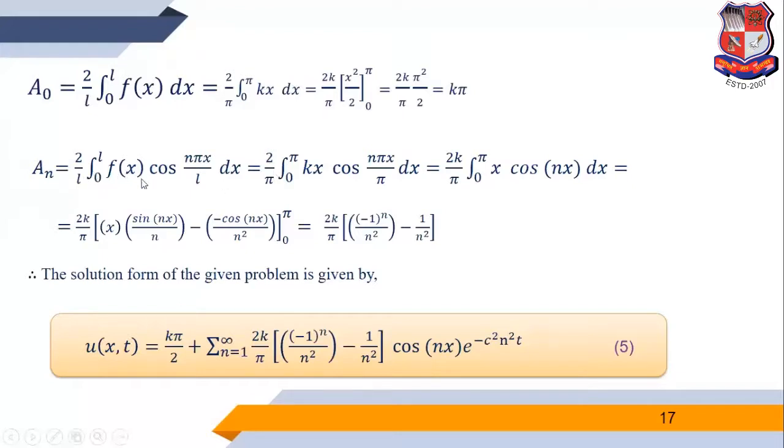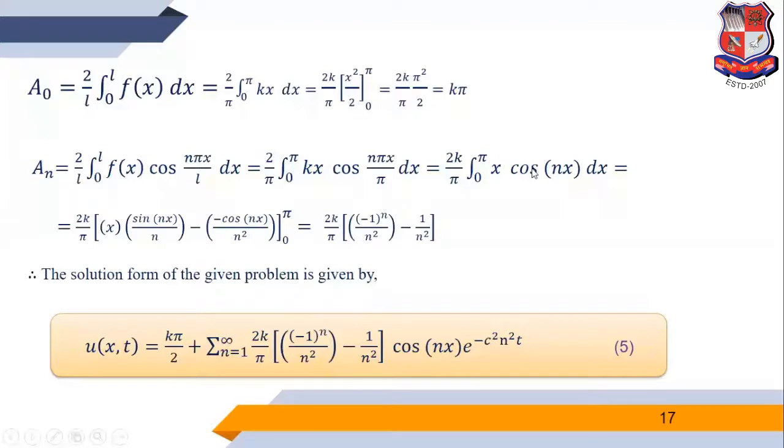So L is replaced with pi, so 2 by pi integral 0 to pi, f(x) is the initial distribution temperature kx, so kx cos n pi x by L. L is pi, so pi cancels. So this is equal to 2k by pi integral x cos nx dx. We use integration by parts. We consider x as u and cos nx as v. So the integration form is this.